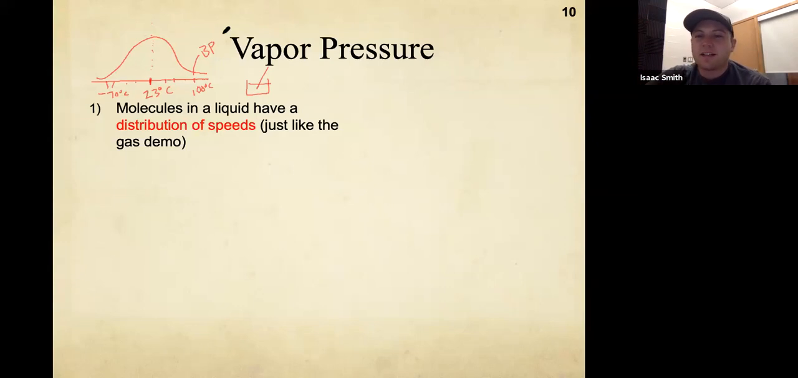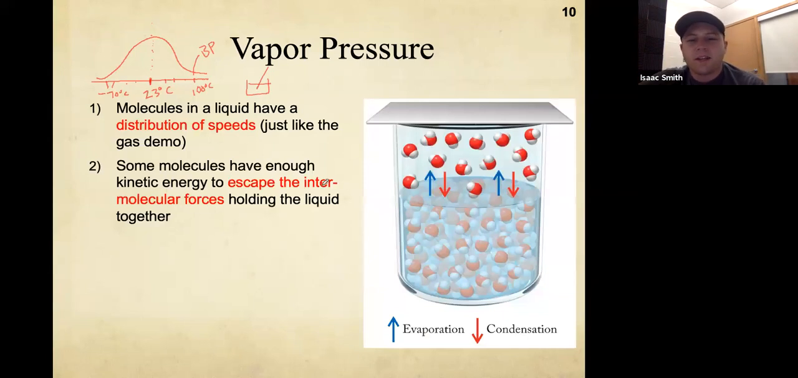That being said, there are some molecules that are moving faster and some that are moving slower. With the water, what we're talking about is that some molecules have enough kinetic energy, if they're over this divide here, to escape the intermolecular forces holding the liquid together. They have enough energy to evaporate. Then there are others moving slowly enough that they condense back into a liquid. But there's this equilibrium going on here.